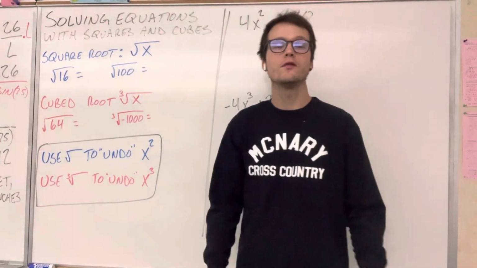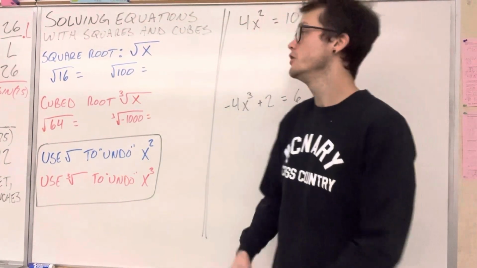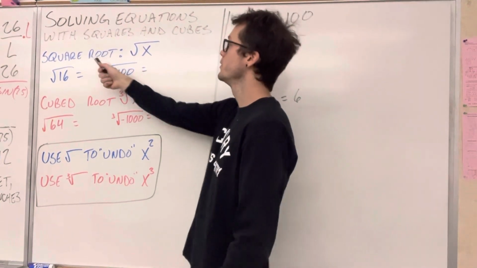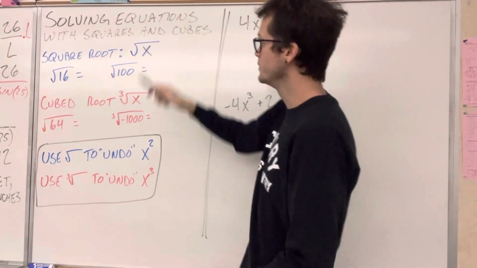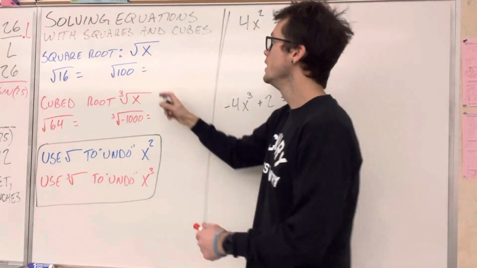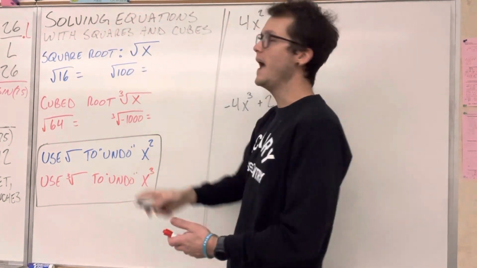What's up, team? Today we're solving equations with squares and with cubes. So a quick reminder, square root is something in the form of this. It has this radical symbol, that's the name of it. It's called a radical.